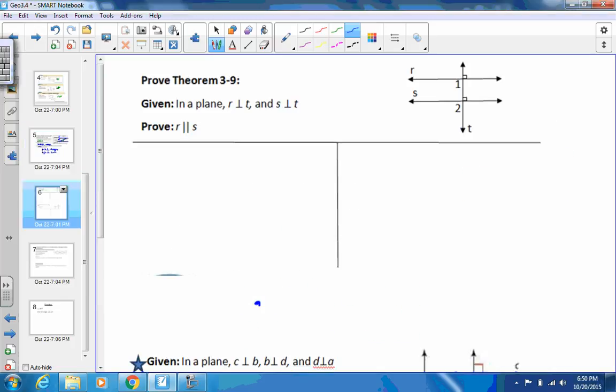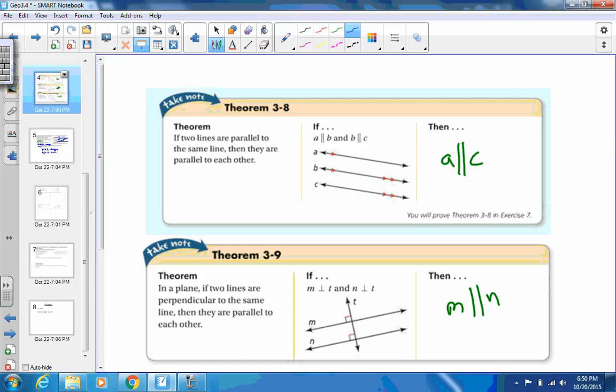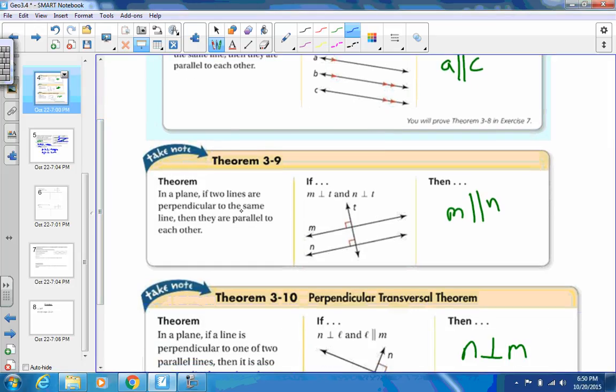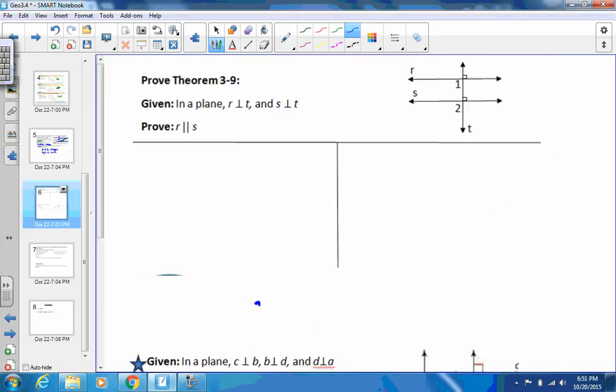The rest of this section deals with a couple of proofs. I wanted to quickly prove at least one of these. The first one is the proof of Theorem 3.9. Look back at what Theorem 3.9 says: in a plane, if two lines are perpendicular to the same line, then they're parallel to each other. What we're given here is that this is in a plane, and line R is perpendicular to line T, and line S is also perpendicular to line T.